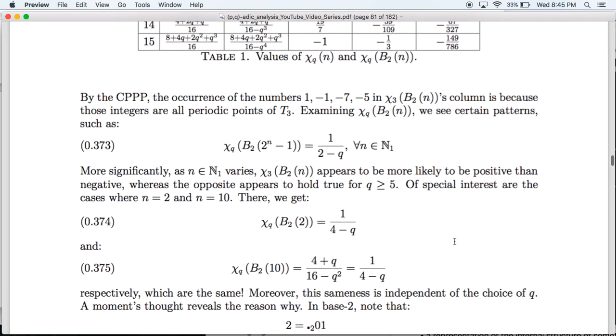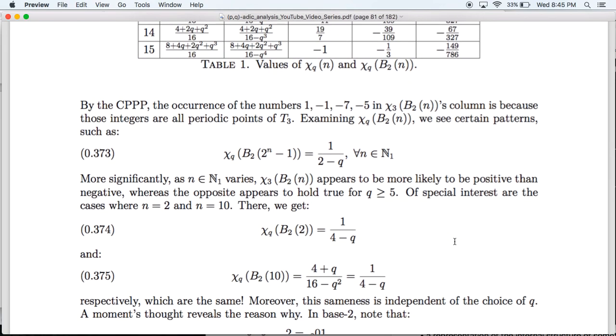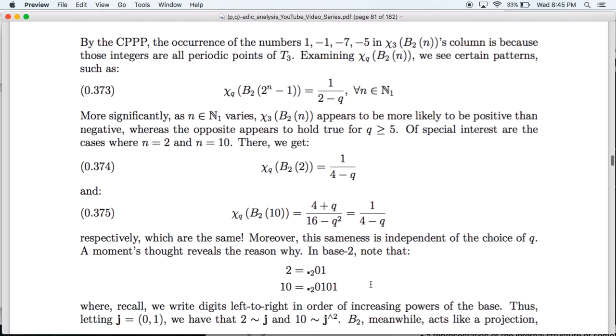There we get the following. Chi-q of B2 of 2 is 1 over 4 minus q, and chi-q of B2 of 10 is another rational function of q, but which simplifies to 1 over 4 minus q, so the results are the same. A moment of thought shows why this is the case.